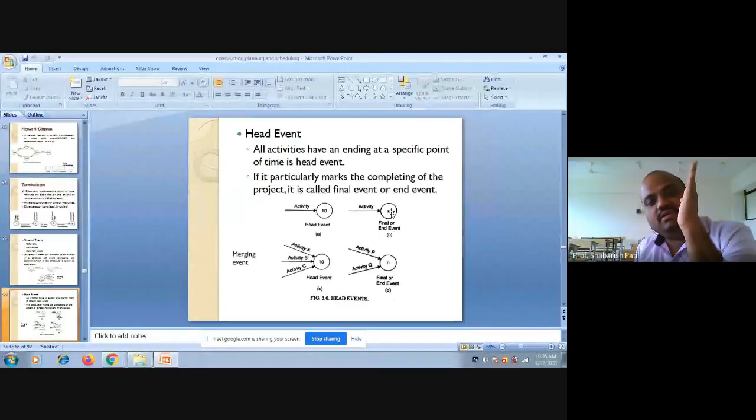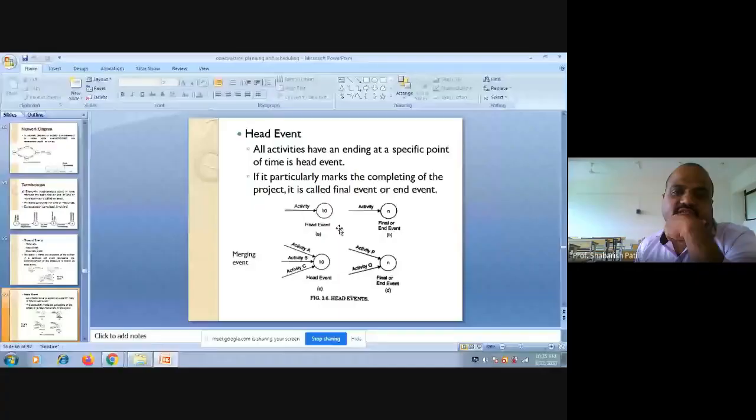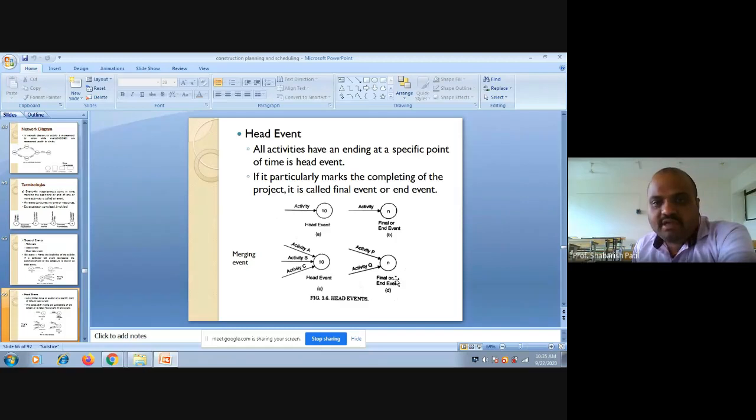Generally this is going to be at the end of the project. I will be having one event that is called submission of the project. So that is called the end event. And meanwhile, somewhere in between the first and the end event, we will be having a few events where many of the activities merge together at one particular event, and that is called a merging event.